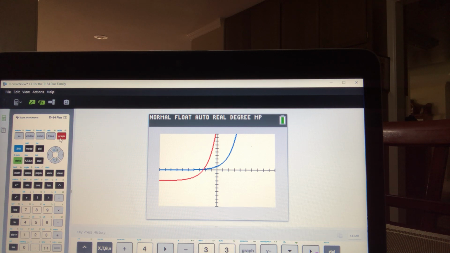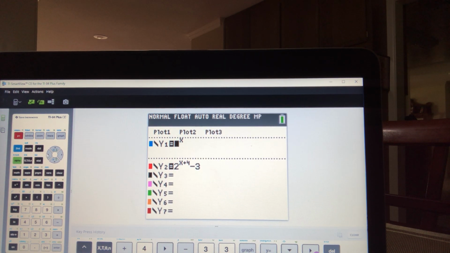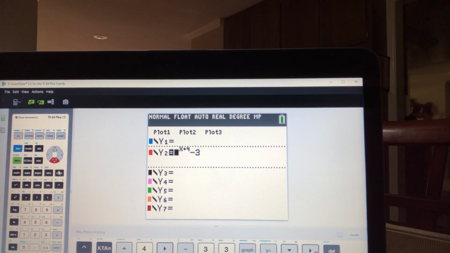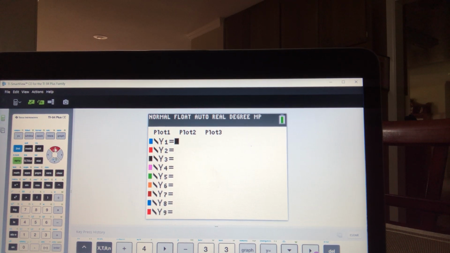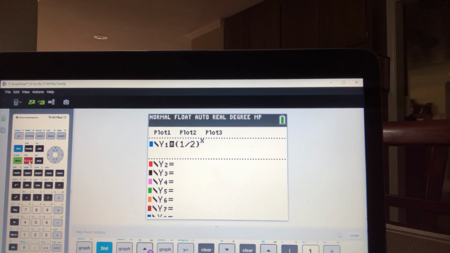Okay, so then we're going to take a look at numbers 3 and 4. Notice for number 3, let me get rid of these. The base is a half. So I'm going to put the half in parentheses, just like I see on the paper, and raise it to the x power. So this one has a base of a half, which is between 0 and 1. So this one is going to be called an exponential decay.